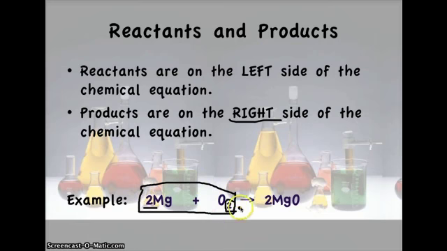On the right-hand side of the arrow, remember the arrow means yields. So this right-hand side, these are our products. Notice we only have one. We have 2 magnesium oxides. Remember, this 2 is a coefficient. And this 2 applies to both the magnesium and the oxygen.